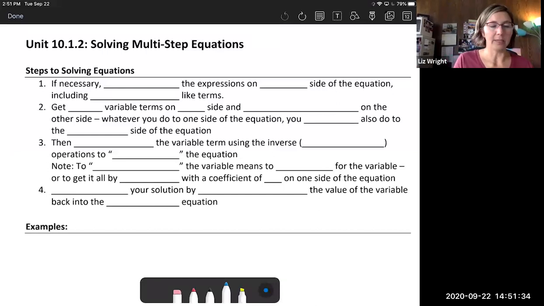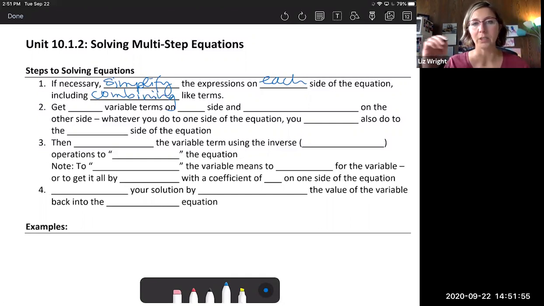So if necessary, our first step is going to be simplify the expressions on each side of the equation, including combining like terms. When I say each side of the equation, we're talking about we have a mathematical phrase, we have an equal sign, and we have another mathematical phrase. So we're going to simplify the things over here first, including combining like terms if we have them.